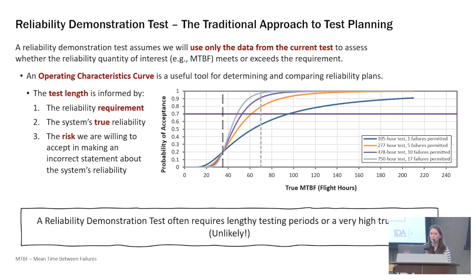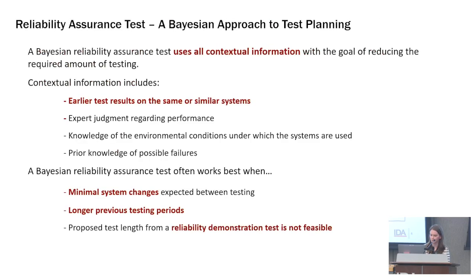And so to make a more likely assumption, we would need more hours of testing. For example, this orange curve, which requires 277 hours of testing. And so the big takeaway here is that a reliability demonstration test can require very lengthy testing periods or a very high true mean time between failure assumption.